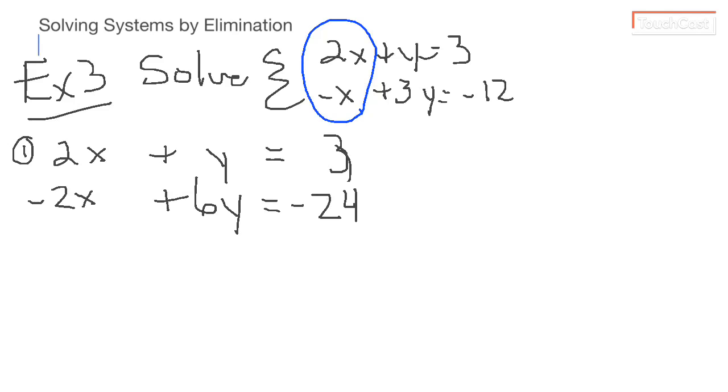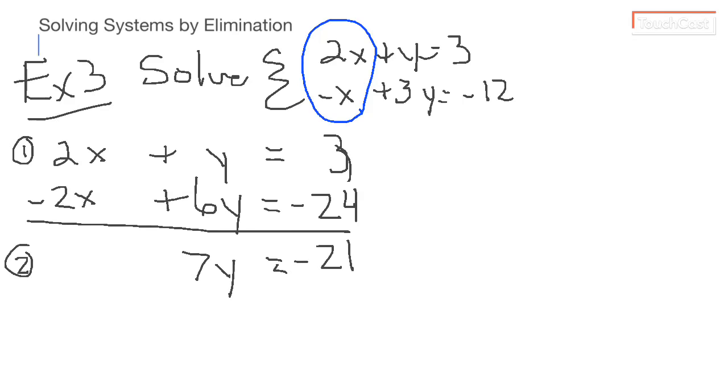Now I can go on to step 2, add vertically to eliminate a variable. I'm going to eliminate my x terms. 2x minus 2x is 0. That's gone. 1y plus 6y gives us 7y equals, and negative 3 minus 24 is going to give me negative 21.